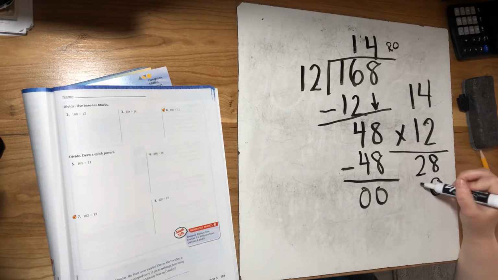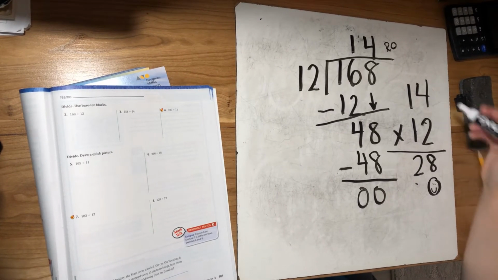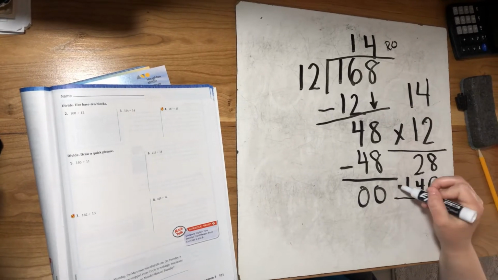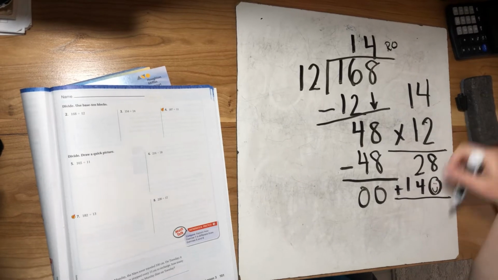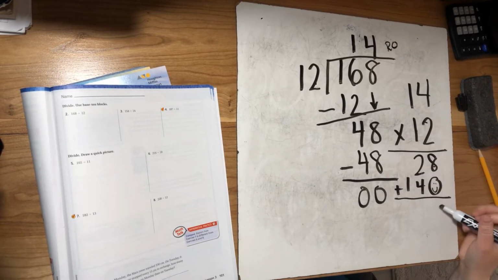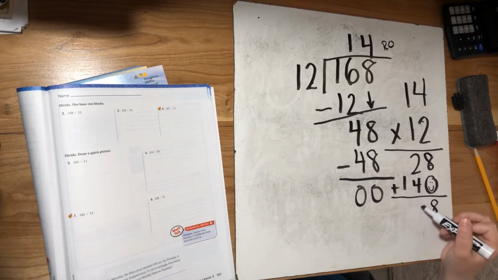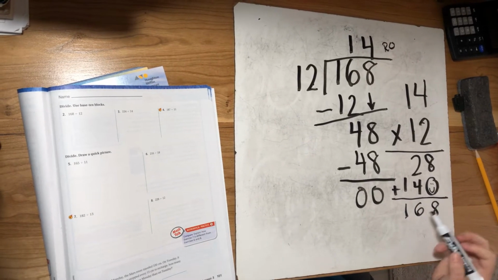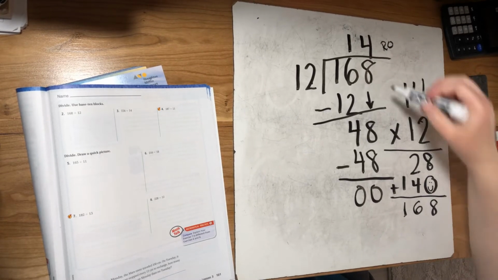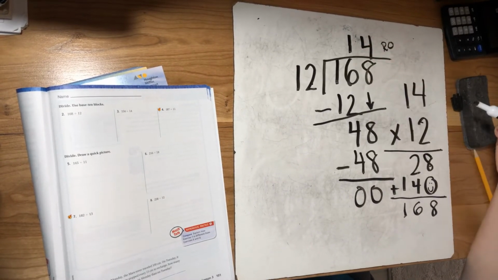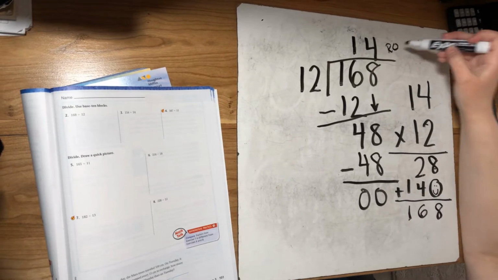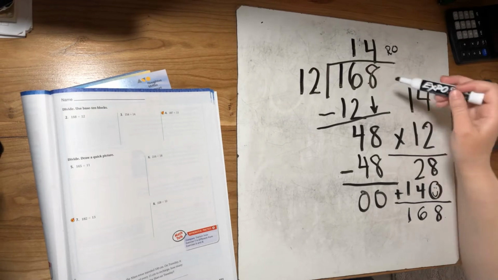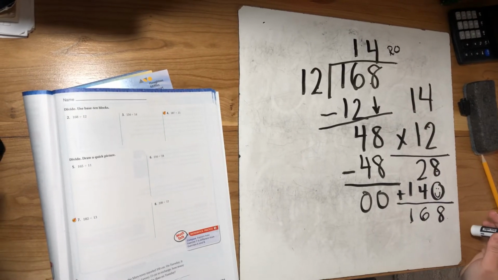1 times 4 is 4. 1 times 1 is 1. And now we add. You guys are good at this, so you'll understand this part. So 8 plus 0 is 8. 2 plus 4 is 6. 1 plus 0 is 1. 168. Is that the same as this big number under the bracket? Yes. Since the remainder is 0, we don't add anything. So the answer is the same, so we know we did the division right.